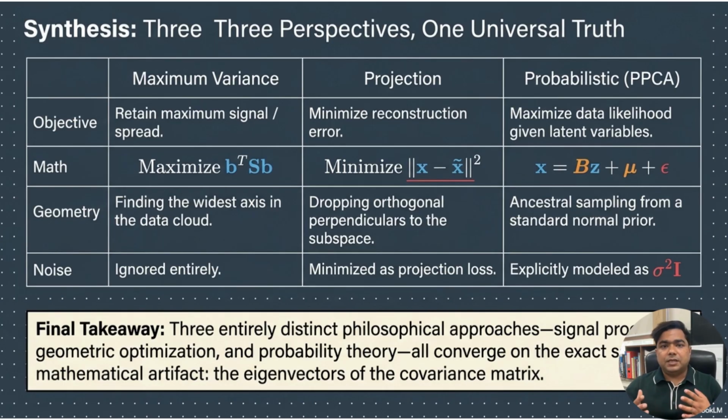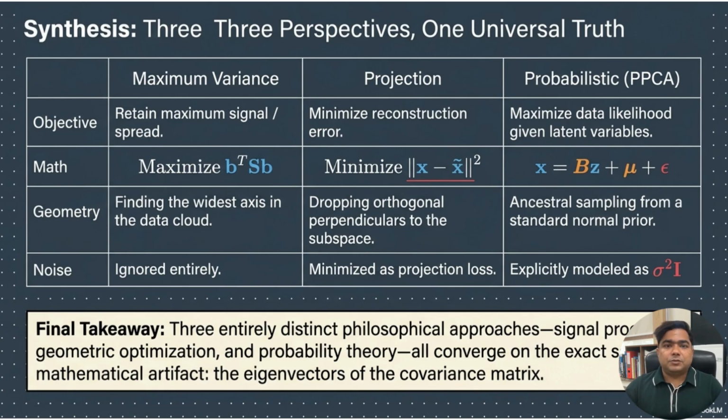This final slide brings everything together. We studied PCA from three perspectives. The first perspective is maximum variance. The objective is to retain maximum signal or maximum spread in the data. The mathematical idea can be spoken like this: maximize B transpose multiplied by A multiplied by B. Geometrically, this means finding the widest axis in the data cloud.